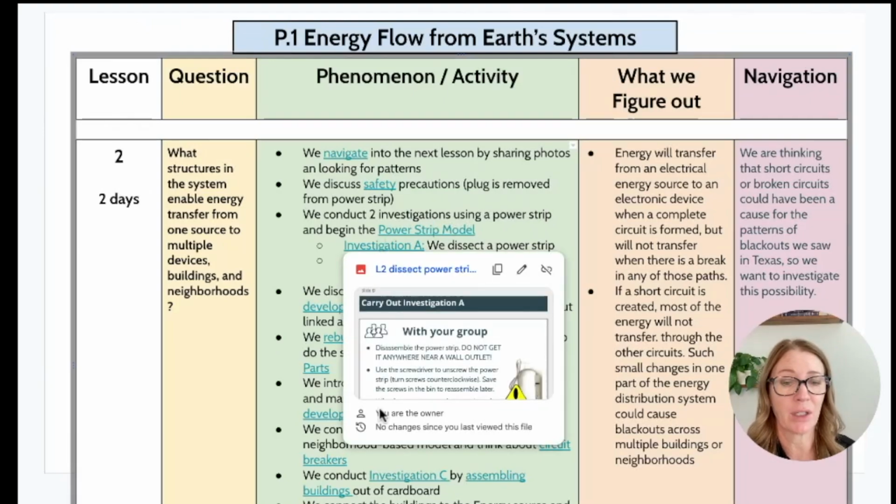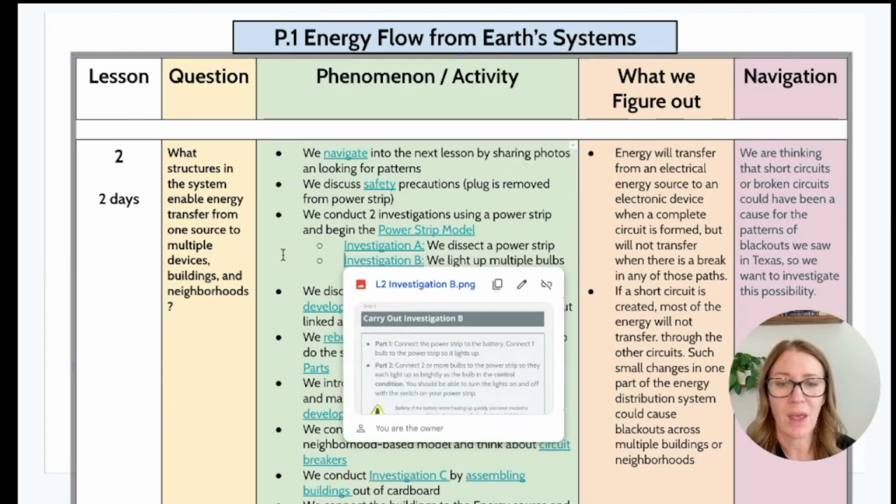Slide A basically just gives them some criteria and constraints. They're going to use the screwdriver to unscrew the power strip. And they're going to look at what's inside, and they're going to try to identify the parts, really an exploration of what's inside of a power strip. Please remember to cut off that plug so they don't plug it into a wall.